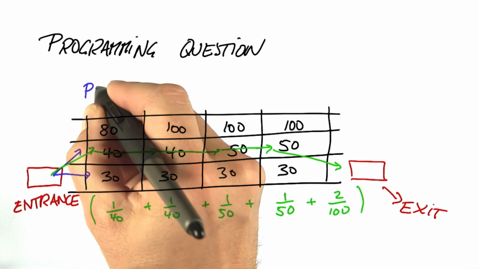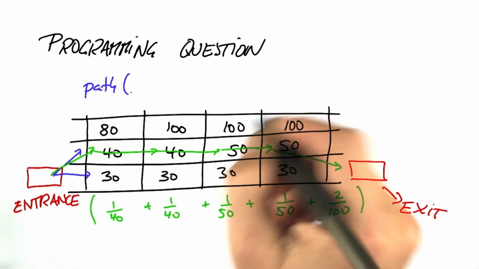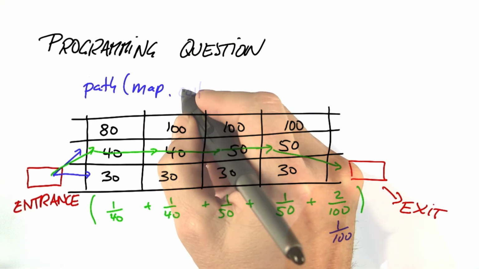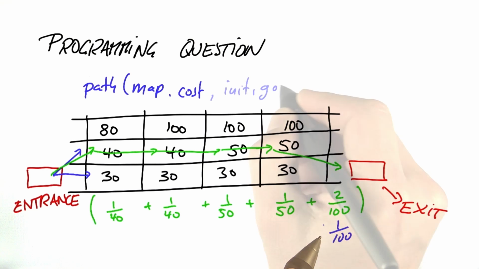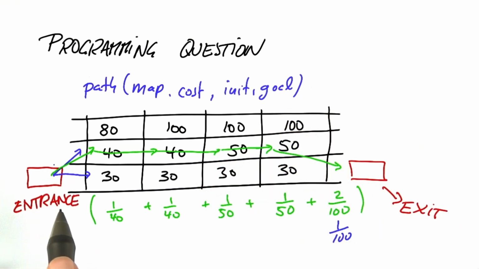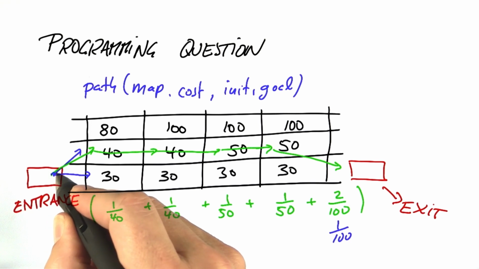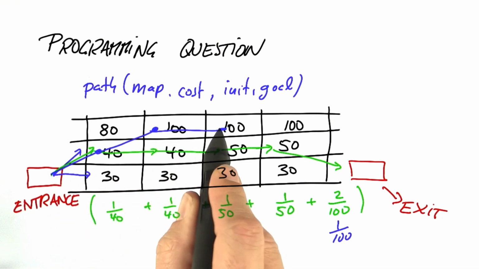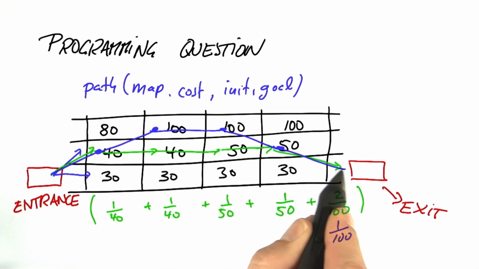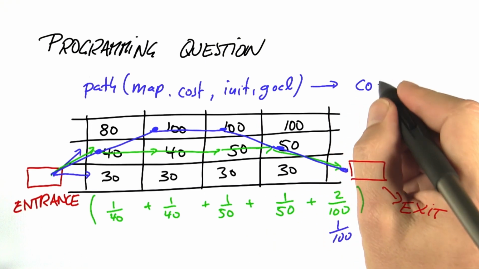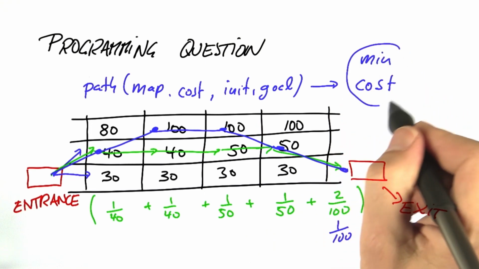So your task is to write a function called path. It takes as an input a map like this, the cost for lane shifts as a value, that's just for the lane shift cost, an initial and a goal location, finds the optimal path. In this case, this might be shifting to here, over to the left lane, staying in the left lane, shifting to the center lane, and shifting to the right lane, and outputs the total cost of the optimal path.